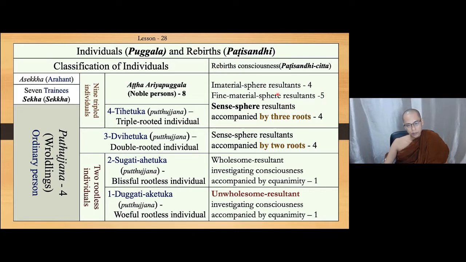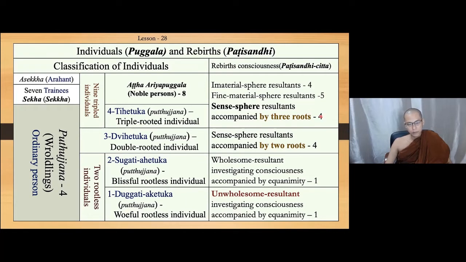It depends on the plane of existence where he was born. If a person, the Tihetuka Putujana, the triple-rooted individual, was born in the sense sphere plane of existence, his rebirth linking consciousness can be identified by the sense sphere resultant associated with the three roots, Alobha, Adosa, and Amoha. So there are 4 types of consciousness among the 8 great resultant.